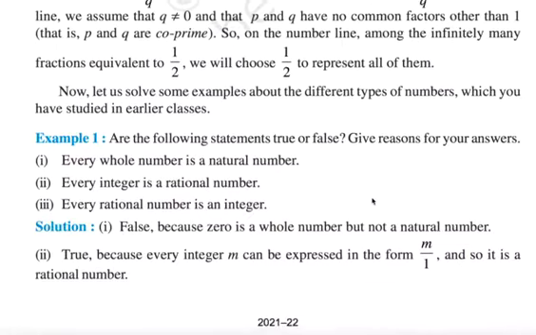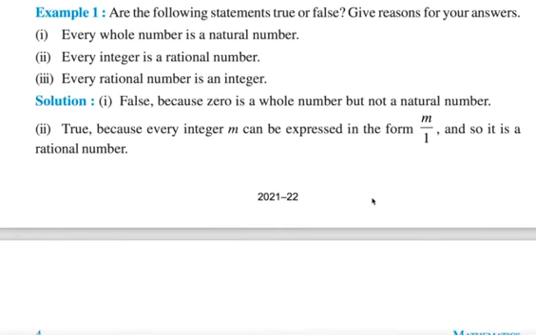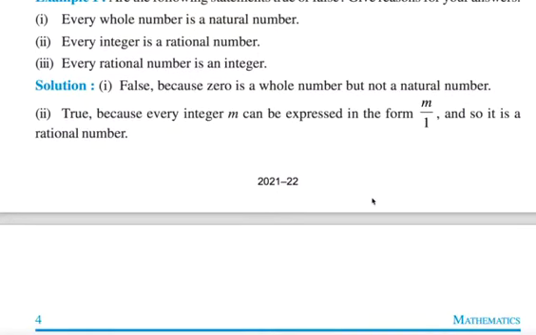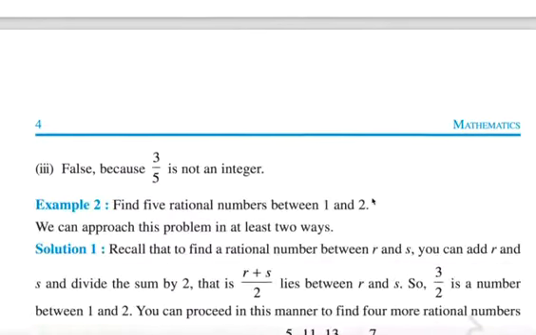Are the following statements true or false? Give the reasons for your answer. Every whole number is a natural number? No, 0 is not a natural number. Every integer is a rational number? Yes, every integer can be a rational number. Vice versa is not true. Every rational number is an integer? No. That is what I told, vice versa is not true.